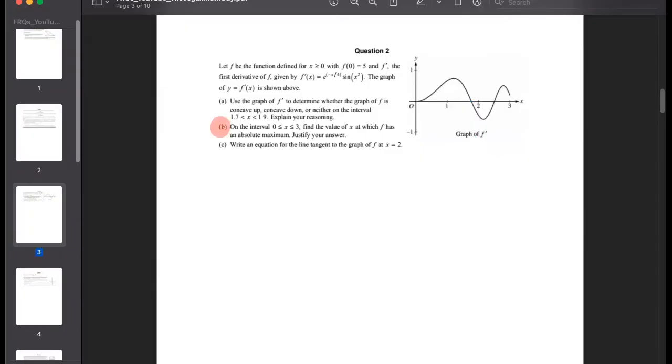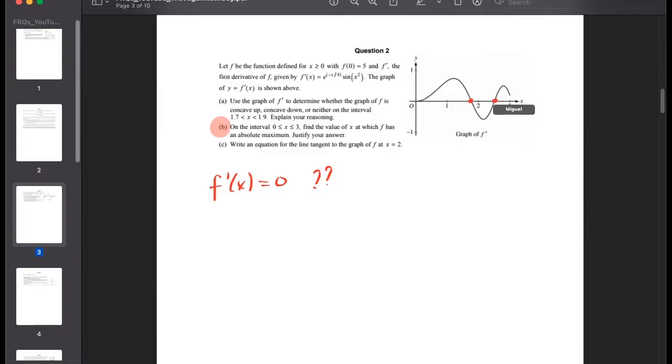So part B, we're trying to find the value of x at which f has an absolute max. Now, how do we find these things? Well, the first thing that we need to find is the critical points. So we need to find where f prime of x is equal to 0. Luckily for us, we have the graph, which is here and here.